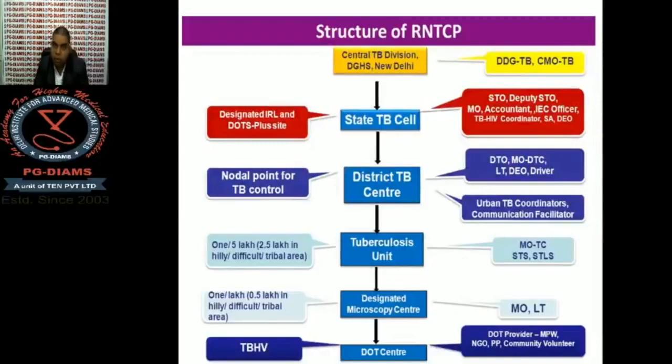Hierarchical diagram of TB, structure of RNTCP. The first unit, that is central TB division, the uppermost unit, and DGHS stands for Director General of Health Services, and Director General of Health Services regulate this TB division. They give their directions to state TB cell. State TB cell have a state tuberculosis officer. Then the direction goes to district TB center, where they have district tuberculosis officer.